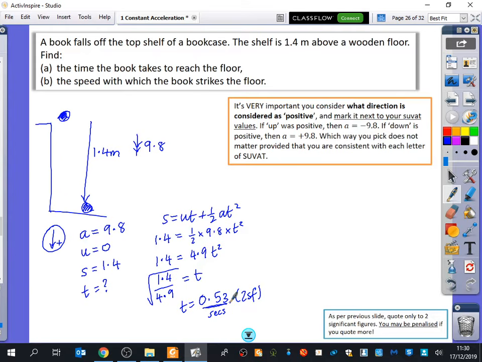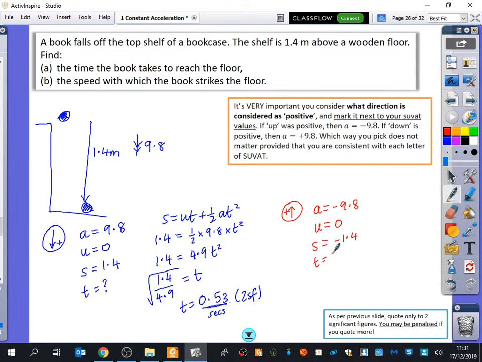Just show your point. If that was negative, then we'll just do the same. Yeah, let's do the question again. And this time we're going to say that upwards is positive, okay? So a would be minus 9.8 because it's going downwards. u would still be 0. What would s be equal to? 1.4 or minus 1.4? Minus 1.4 because it's gone in the negative direction, so it'd be minus 1.4.